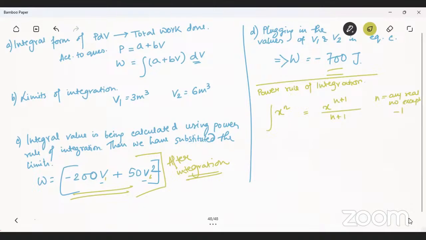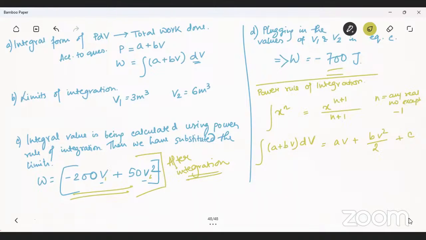Now, what was our equation? It was a plus bv dv. Now, if you apply the integration rule here, that will come as av plus bv square by 2, not b by 2, sorry, plus constant. We always write this constant. This is the general equation, okay?